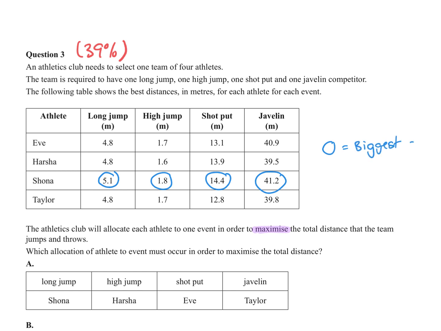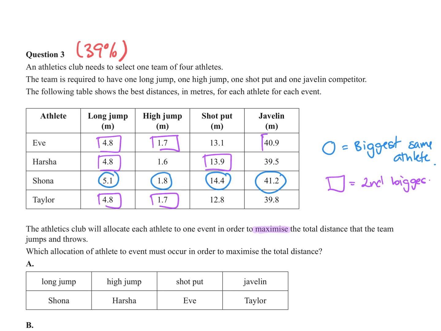So biggest, the same athlete. That's not going to help me. So then what I did is, all right, I'm just going to find the second biggest, and I'm going to use a square for it, all right? So if I go through the second biggest, here's this, and they all three did the same there. This one, the second biggest was 1.7, so there was 2 there. Here, the second biggest was 13.9, and here, 40.9.